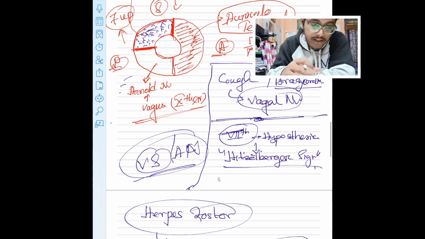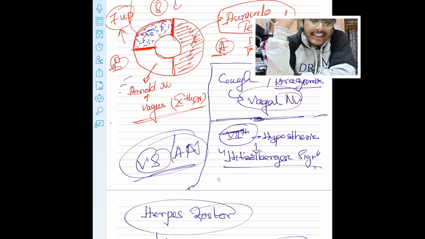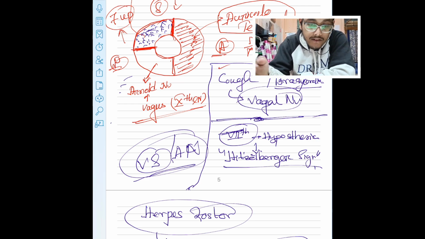Now, what is the clinical importance of this area? If we do itching, or especially syringing to remove the earwax, we can stimulate this vagus. If the vagus gets stimulated, there may be cough, bradycardia, even vasovagal effect, and even syncope. So you have to be careful in this area.